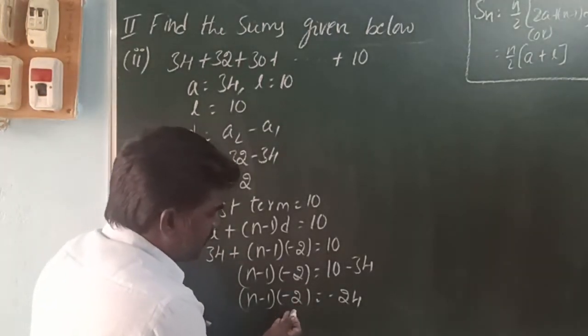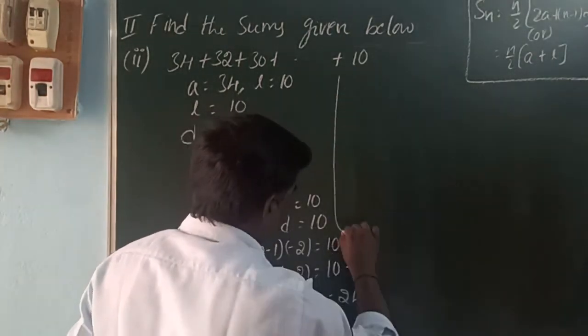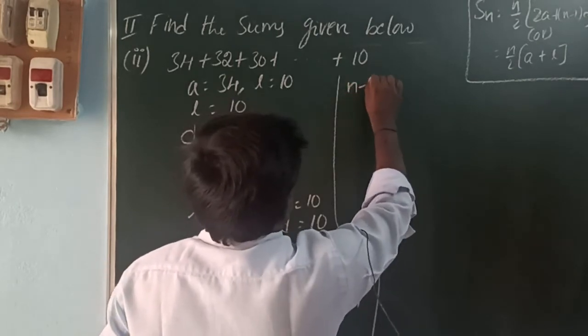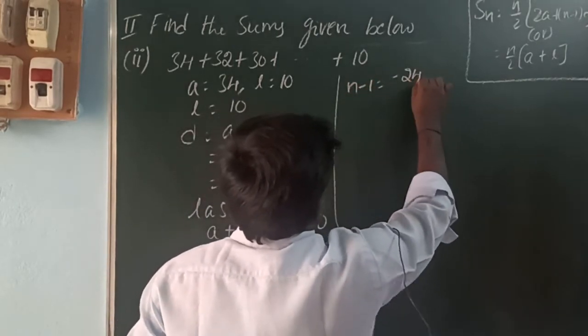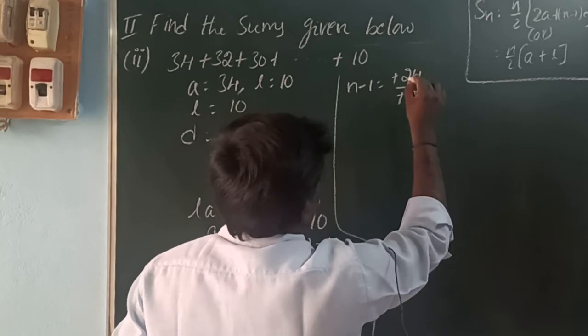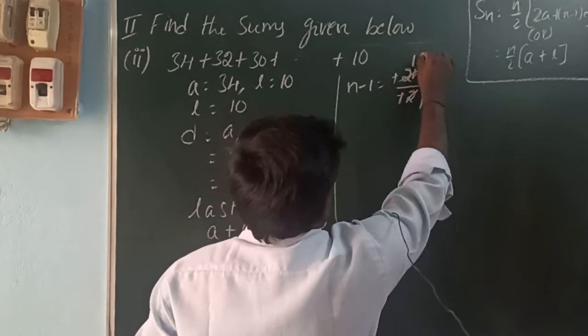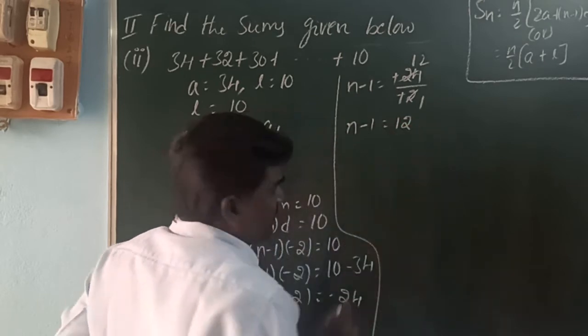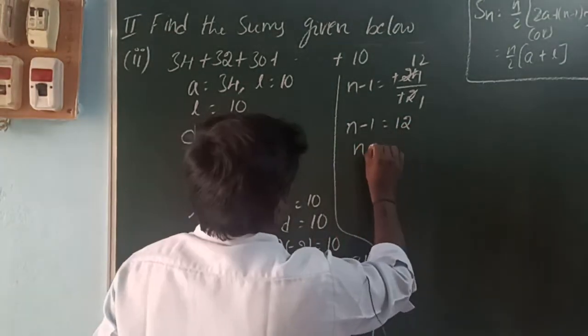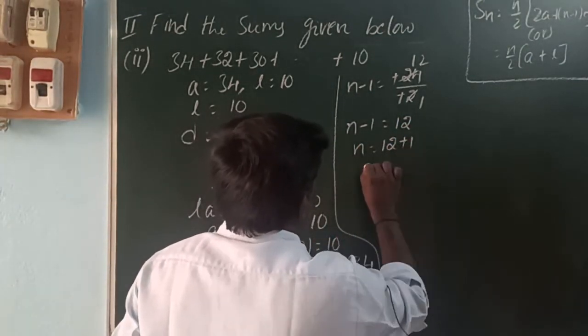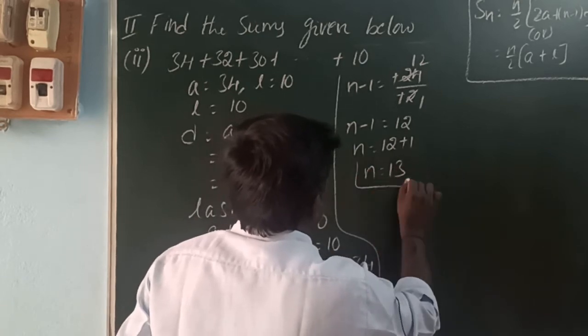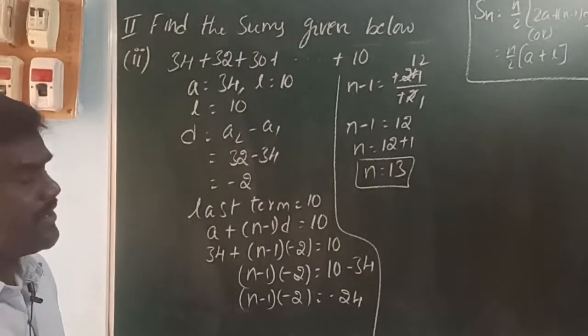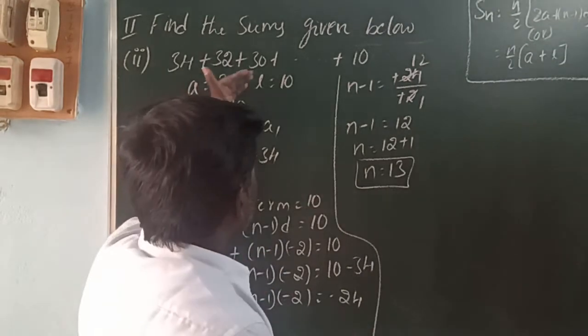So minus 2 is multiplying, it is going to go across and divide. So n minus 1 is equal to minus 24 by minus 2. Minus minus cancel. 2 ones are 2, 2 twelves are 24. So n minus 1 is equal to 12. So minus 1 is going to go across and become plus. So n is equal to 12 plus 1. So n is 13. How many terms are there? 13 terms are there. Now find the sum of this given AP.